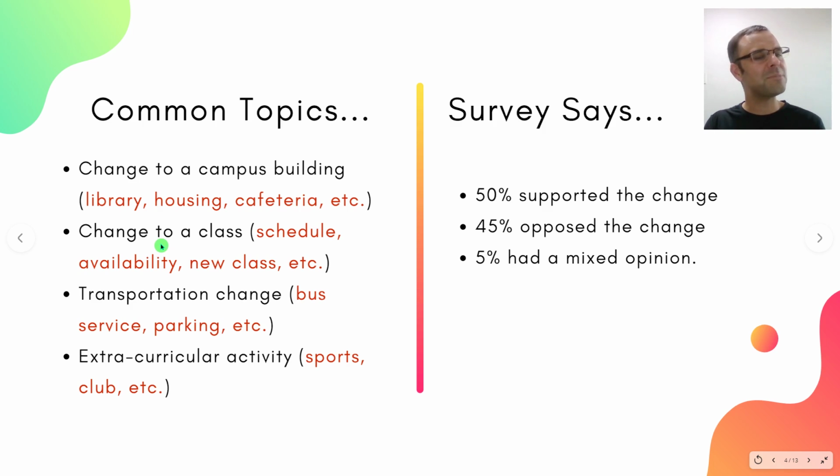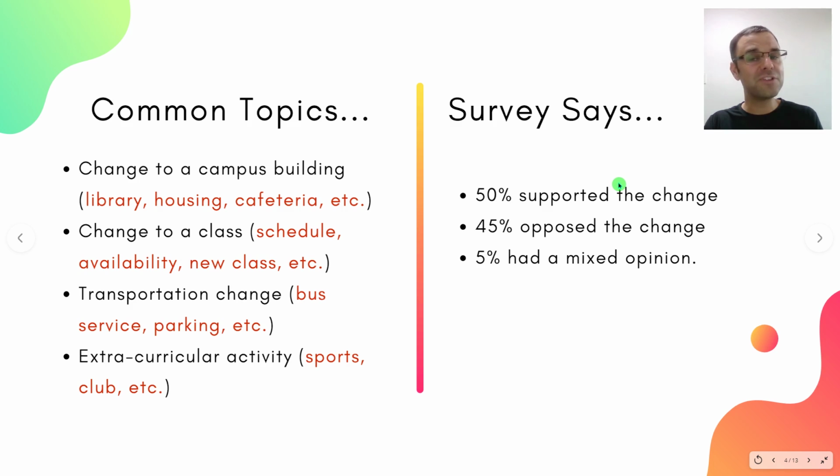They also said that sometimes it was a change to one of the classes, like it was a change to a class schedule, or it was about a new class becoming available, or some class becoming unavailable. They also said that some of the changes were about transportation, like a change to the university bus service, or something to do with a parking policy on campus. And lastly, sometimes they mentioned it was a change to some extracurricular activity, like a sports team or a social club or something like that. Now, this list isn't complete. You might get a change about something else entirely, but these are the most frequent topics.